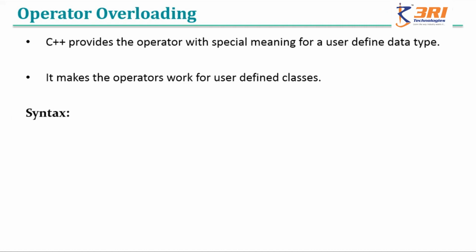Let's take a look at the syntax for implementing an operator overloaded function. Specify the return type, and the function name has to be operator, and the hash symbol will be replaced by whichever operator you're trying to overload, and then specify arguments if any.